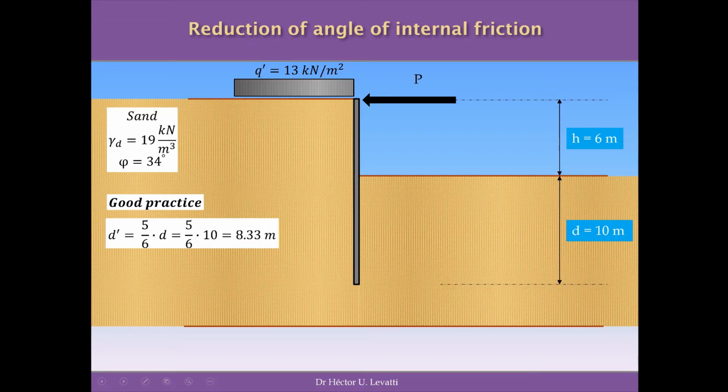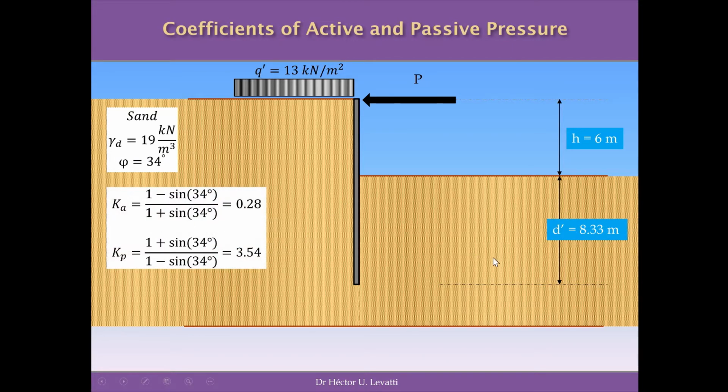And we're going to apply the same good practice we applied before, reducing the distance d equal to 10 meters, the distance that the wall is inserted in the ground, with the coefficient 5/6, and we are going to have a new distance d prime equal to 8.33 meters. So after the reduction of the distance, the increment of Q, the loads, and the reduction of the angle of internal friction, we're going to calculate with this new angle the coefficient of active pressure and the coefficient of passive pressure using the formulas you have on the screen.